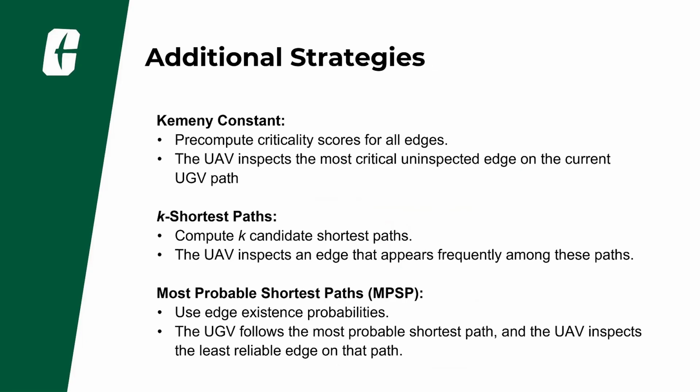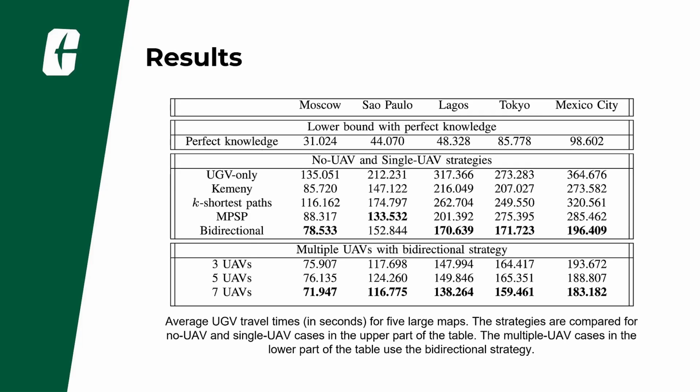In this paper, we also implement several UAV assignment strategies. Once the UGV receives a candidate path, each strategy uses a different edge criticality measure to decide which edge the UAV should inspect. We evaluate the strategies on road networks from the top 50 popular cities using both small and large maps. The table shows average UGV travel times for 5 large maps among the single UAV strategies. The bidirectional strategy often gives the best travel time.